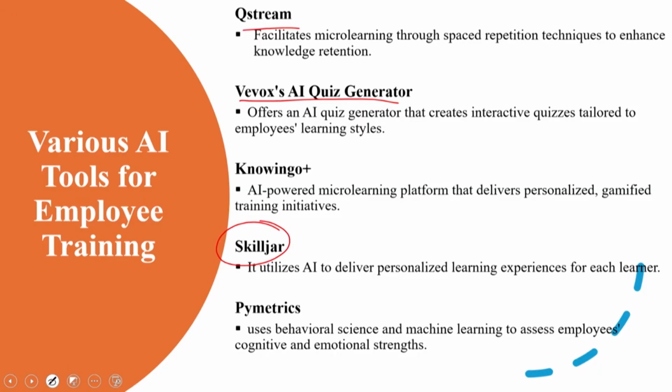Then you have Pymetrics. The functionality includes using behavioral science and ML to assess employees' cognitive and emotional strengths. While it is primarily a recruitment tool, please understand, it also helps identify potential training needs based on the assessment results obtained. This dual functionality ensures that employees receive targeted development opportunities aligned with their strengths.